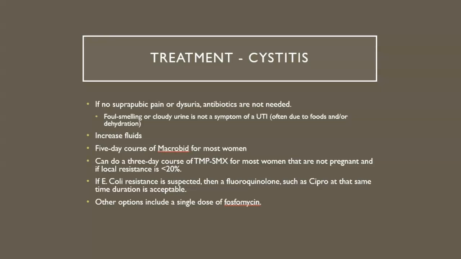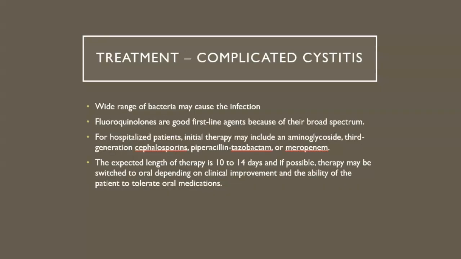If E. coli resistance is suspected, then a fluoroquinolone such as Cipro at the same time duration is acceptable. So you would do Cipro for 5 days as well. Other options include a single dose of fosfomycin, although I don't see that as commonly used. I would say probably more your Macrobid, your Bactrim, your Cipro are the more common ones used for a simple cystitis. Now we'll talk about a complicated cystitis.